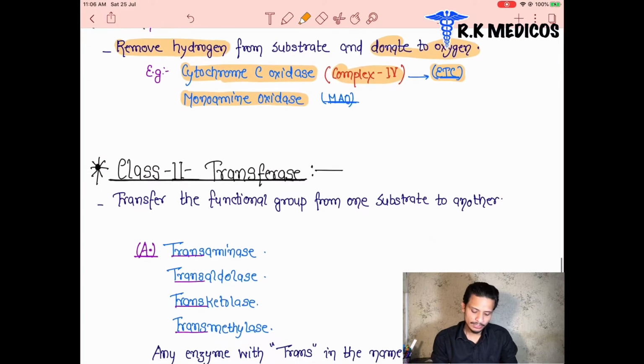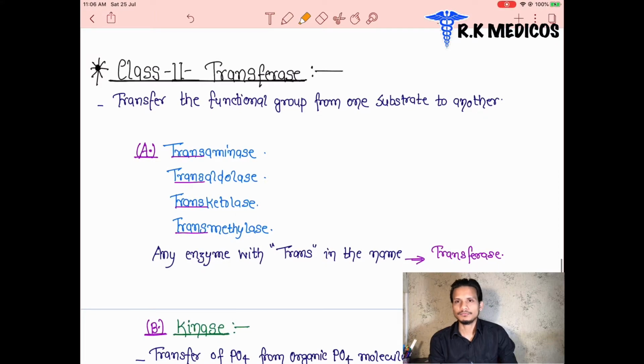Now we can see the second group of our enzymes. First we discussed oxidoreductase, OTH, and T is translocase. In the second group is OT, that is transferase. And what happens with this transferase? There is a transfer of something. So what is the transfer? They transfer a functional group from one substrate to another substrate.